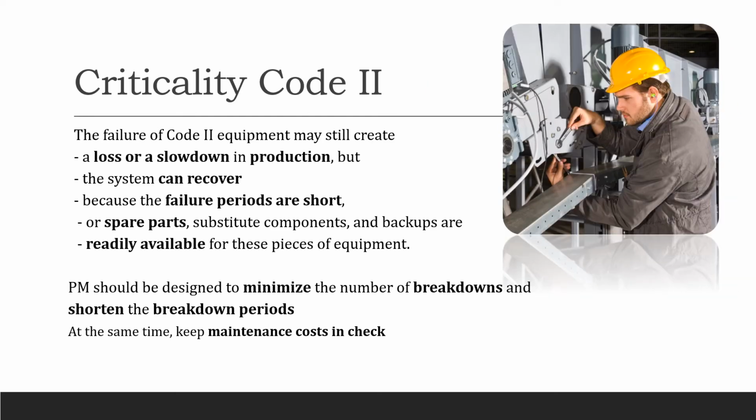Second is Code 2. The failure of Code 2 equipment may still create a loss or slowdown in the production, but the system can recover because the failure periods usually are short. All the spare parts for that equipment, substitute component backups, are readily available. So therefore, they belong to Criticality Code 2, less dangerous. The preventive maintenance should be designed to minimize the number of breakdowns and shorten the breakdown periods. This is our goal in doing this program, while at the same time keeping the maintenance costs in check.